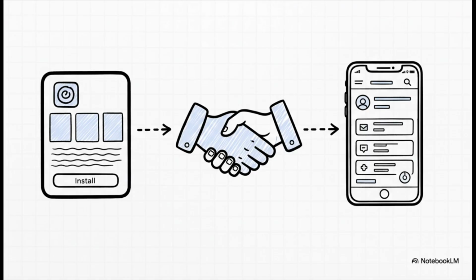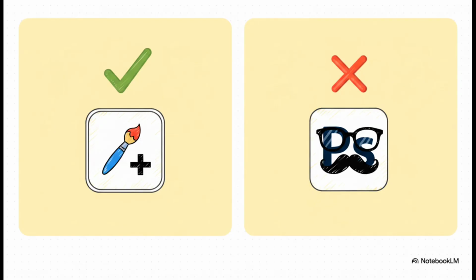I like to think of your store listing as a promise you're making to the user. I mean, your title, your icon, the screenshots, that description, it's all setting an expectation. So the experience they get inside the app absolutely has to match up. What you see has to be what you get. Okay, let's look at a super clear example of this.